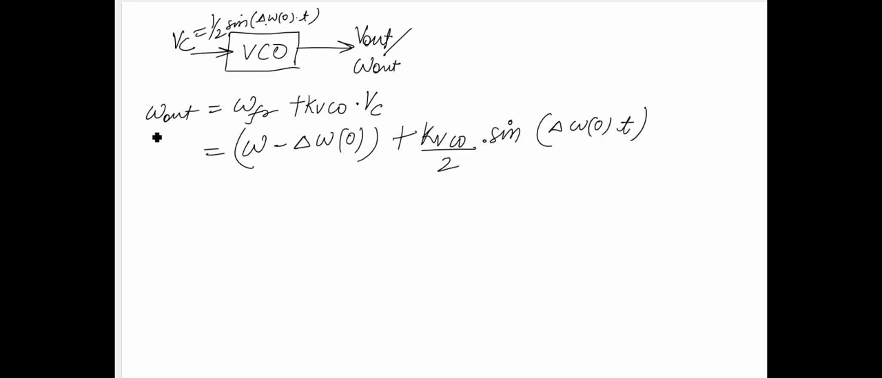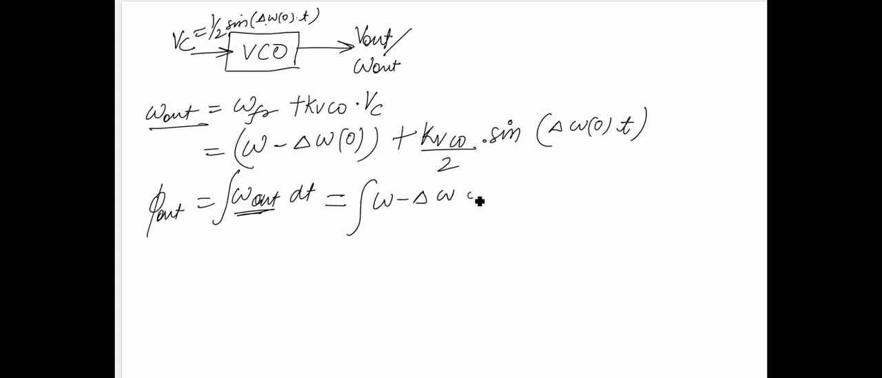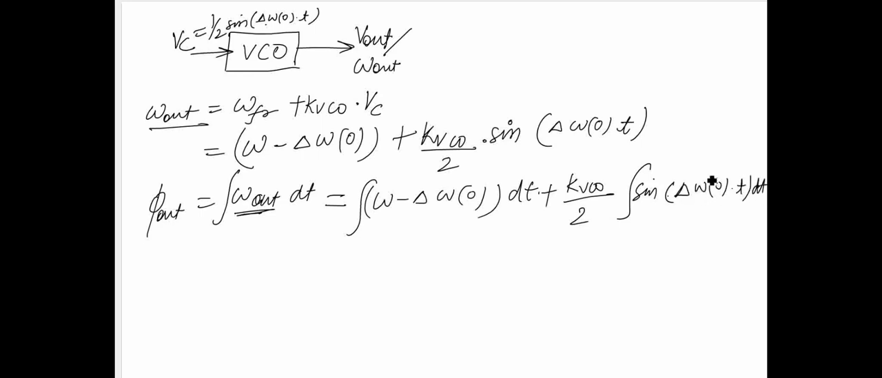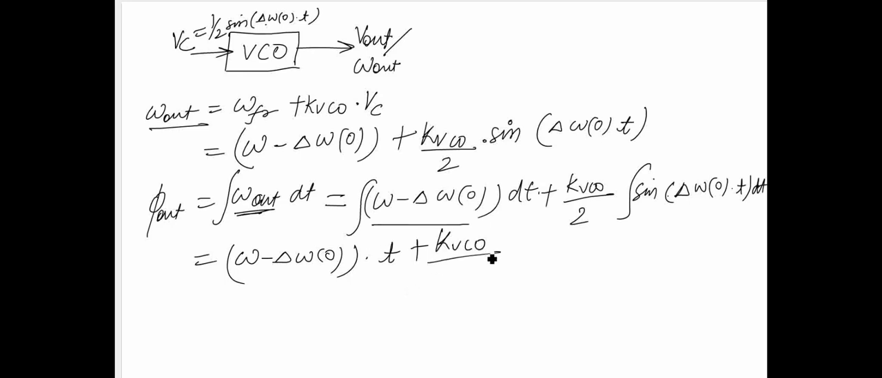Okay, so now let's convert into phi out. Phi out will be the integration of omega out dt. Now put the value. So it will be omega minus del omega 0 dt plus KVCO, which will come out of the integration, sine del omega 0 t dt. Or since this term is constant, phi out will be omega minus del omega 0 into t, plus KVCO by 2 and the integration of sine del omega 0 t dt.